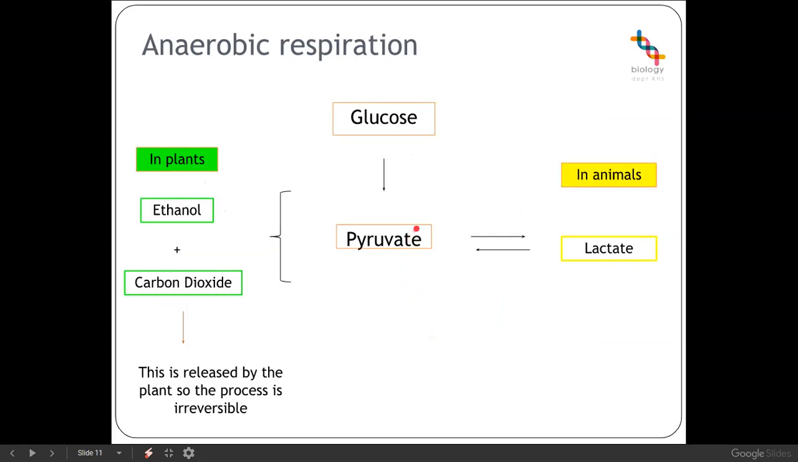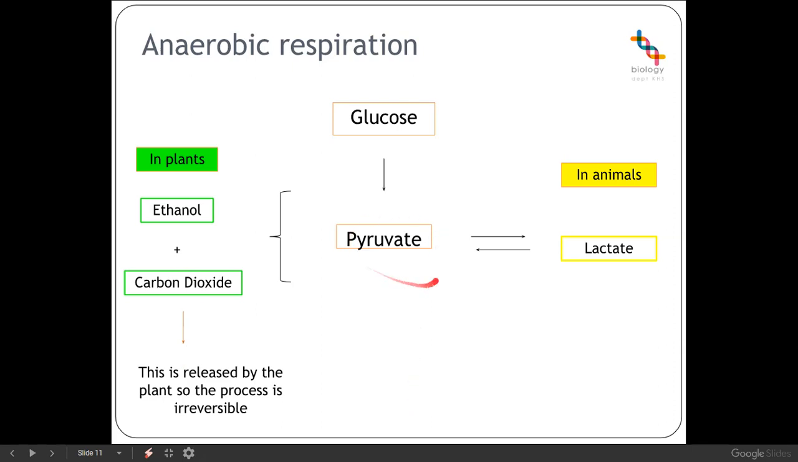Now, that doesn't always happen. We occasionally have anaerobic respiration, and that takes place when we don't have oxygen. So it's a little bit different in both plants and animals. So we still have our initial pathway, we've still got glycolysis happening, we've got glucose being broken down into pyruvate. Now in plants, if we don't have any oxygen, ethanol and carbon dioxide are produced. Now the carbon dioxide itself is released by the plant almost immediately, so this process is irreversible. We can't get back to pyruvate and continue down the normal respiration pathway.